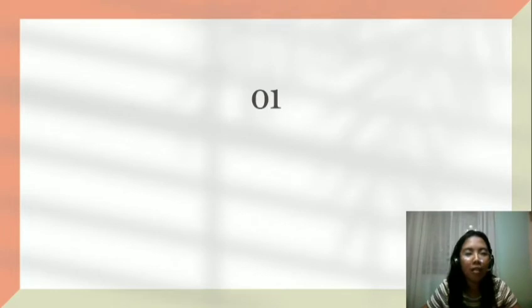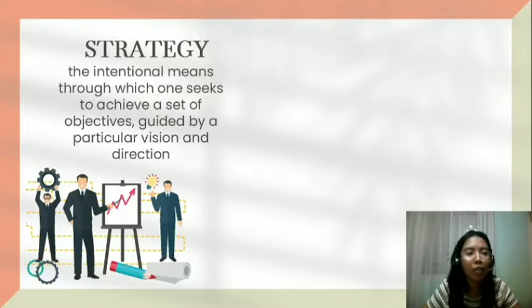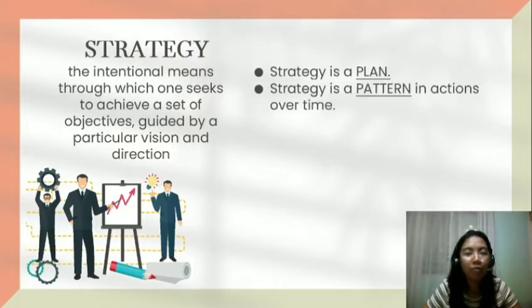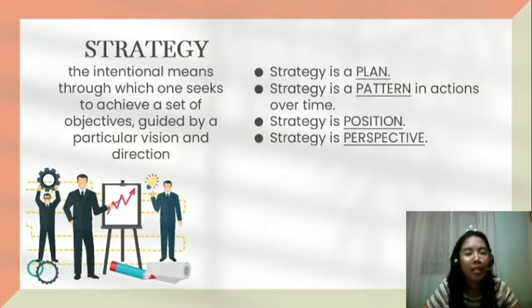The first topic to be presented is the strategic formulation. Let us define first the two words strategy and formulate. Strategy is the intentional means through which one seeks to achieve a set of objectives guided by a particular vision and direction. Strategy is a plan. It answers the question how, a means of getting from here to there. So how do you get from here to there? Strategy is a pattern in actions over time, because a strategy is an unending process. Strategy is position. That is, it refers to the decisions or areas to concentrate. Strategy is perspective. That is vision and direction.